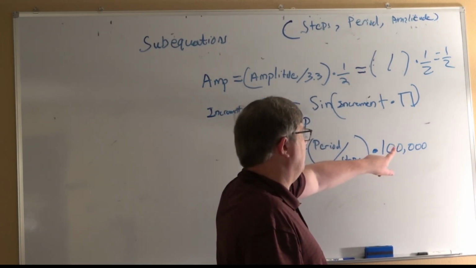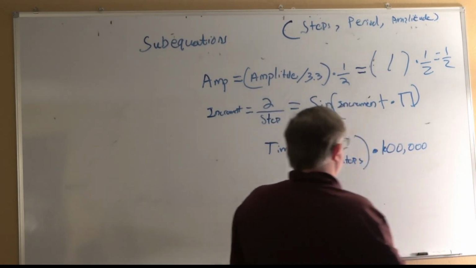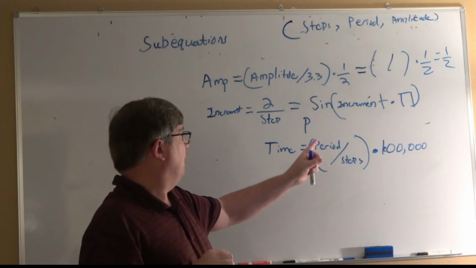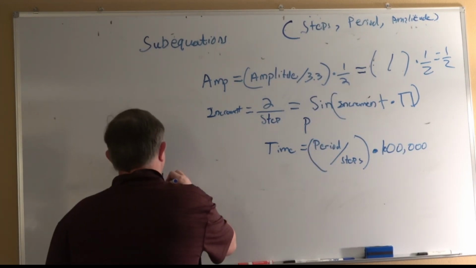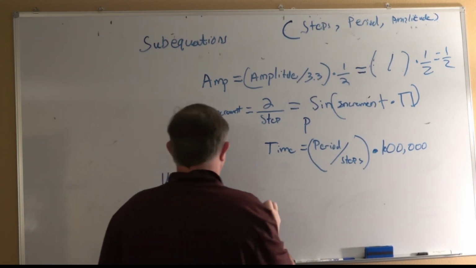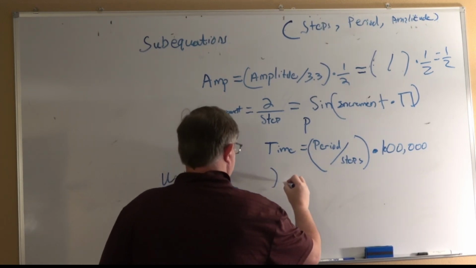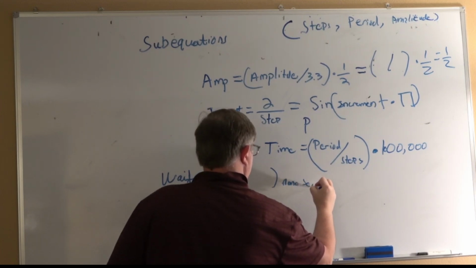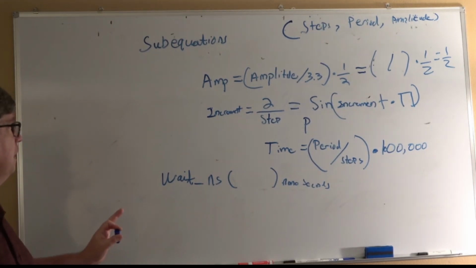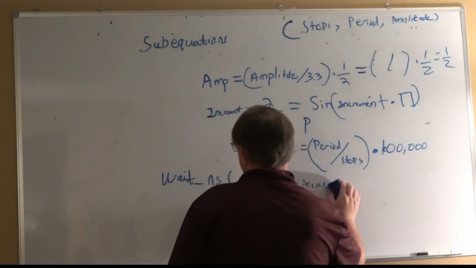times a million. The reason why it's times a million is because you put in milliseconds, and what we're doing is now we have a new function called the wait, in nanoseconds. Okay? Does everybody understand that? Okay, let me erase that.